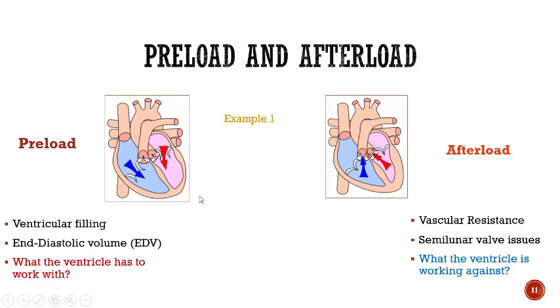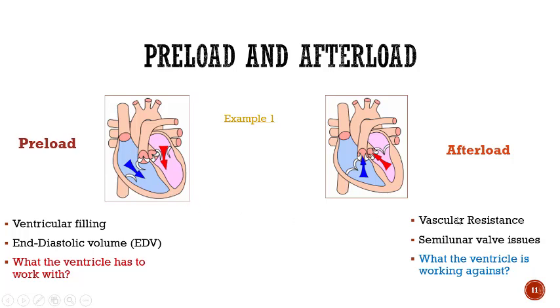So I just have a couple of different examples. You guys can click on the links if you want, but for preload, you have this ventricular filling. The volume that you have at the end of diastole, the end diastolic volume, is what the ventricles have to work with. So whatever they fill with, that's the blood volume they have to work with.